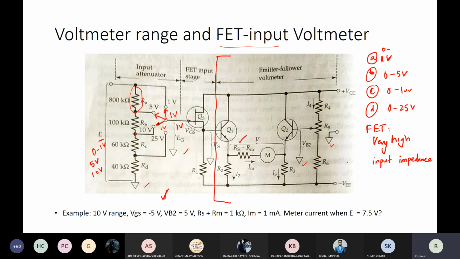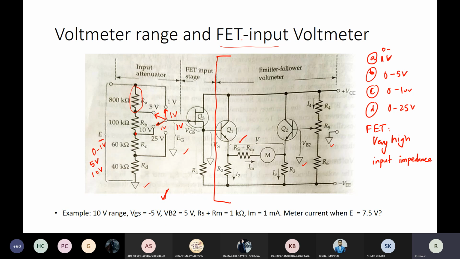Have you studied FET in your basic electronics course? Field effect transistor. Have you studied this? No, sir. No. Okay.